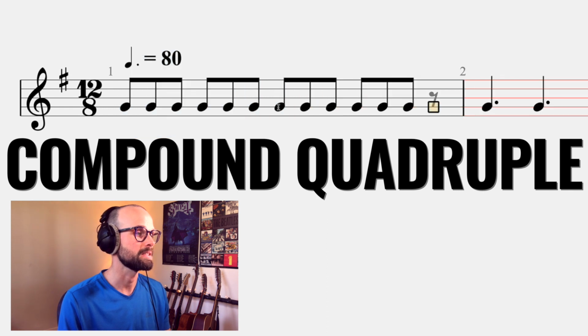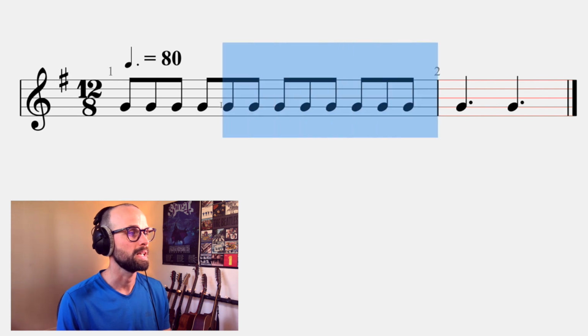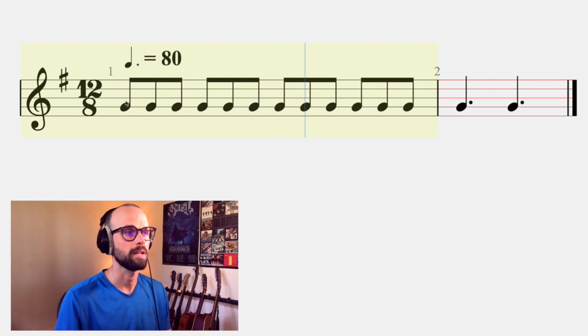Now 12/8 is the equivalent of 4/4, and there are 4 beats, but in each of those beats we have 3 eighth notes. 1, 2, 3, 4.